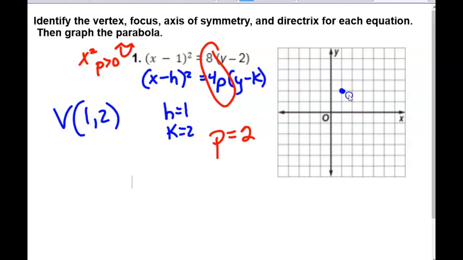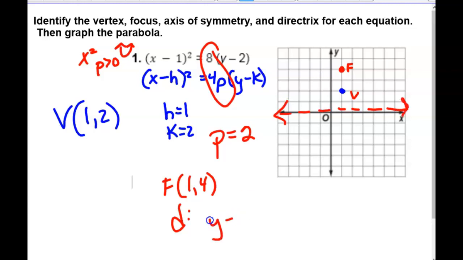If it opens up and this is the vertex, can you tell me real fast where everything else is? You guys even got the ordered pair. Yes, 2 units up is the focus, so the focus is at (1, 4). The directrix, yes, what's the equation though? Y equals, good, because it's going across.